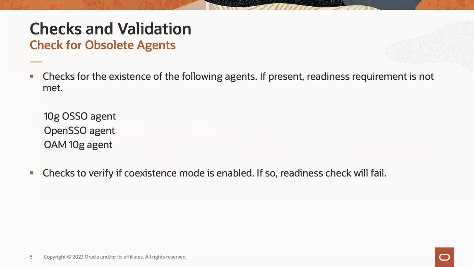Third check is check for obsolete agents. The obsolete agents are 10g agent, 10g OSSO agent, OpenSSO agent, and also the coexistence mode is considered as an obsolete agent. In 12c, coexistence mode is no longer supported. So if you have it enabled, the readiness check will fail.